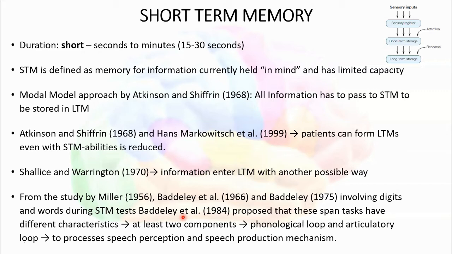The model, also known as the multi-store model, proposed that at each stage the encoded information can be degraded and lost over time. Newly encoded information replaces old information, which is also called interference, or a combination of these processes.